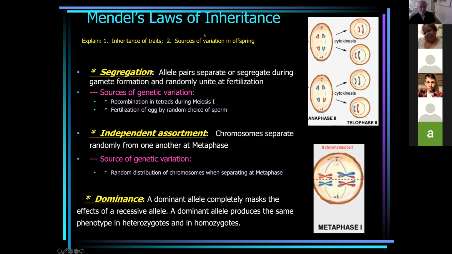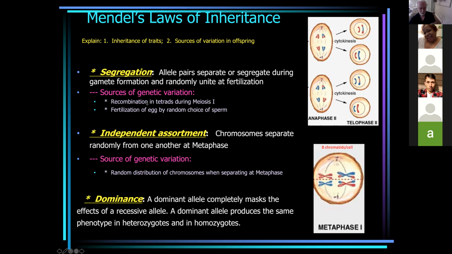So these are the laws, Mendel's laws of inheritance. You should know these. They are segregation, independent assortment, and dominance. These are the three conclusions that Mendel drew. So what is segregation? Allele pairs separate during gamete formation. And remember, we've just spent a whole section talking about how gametes form in meiosis. And these gametes unite at fertilization.